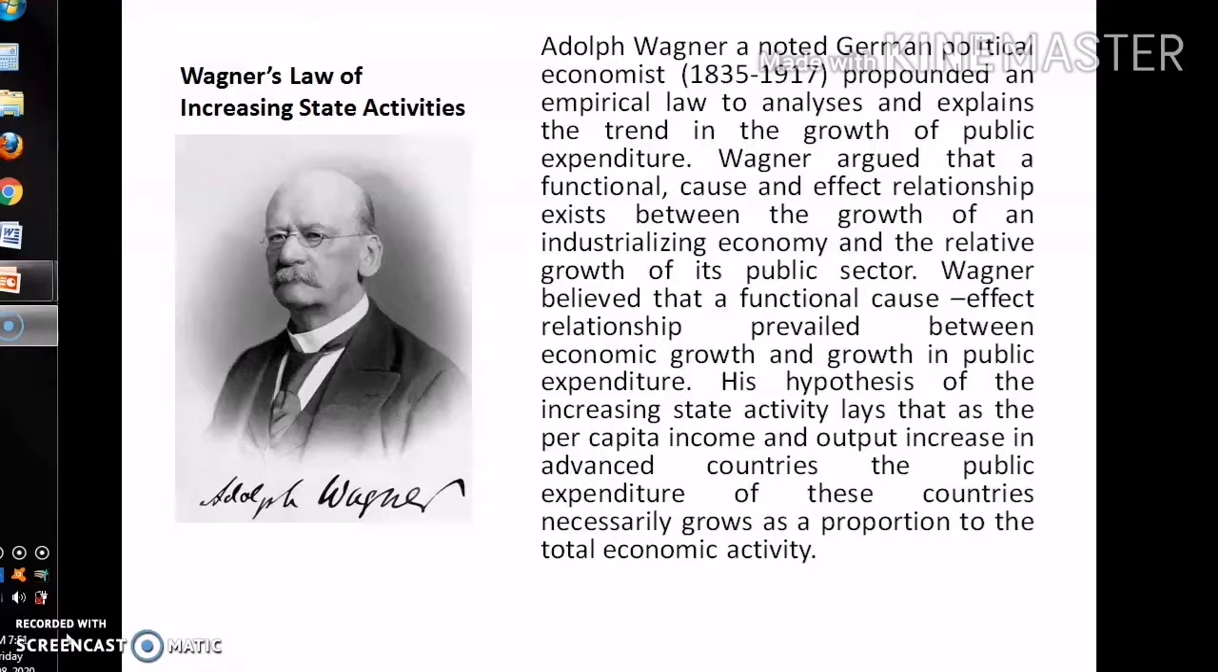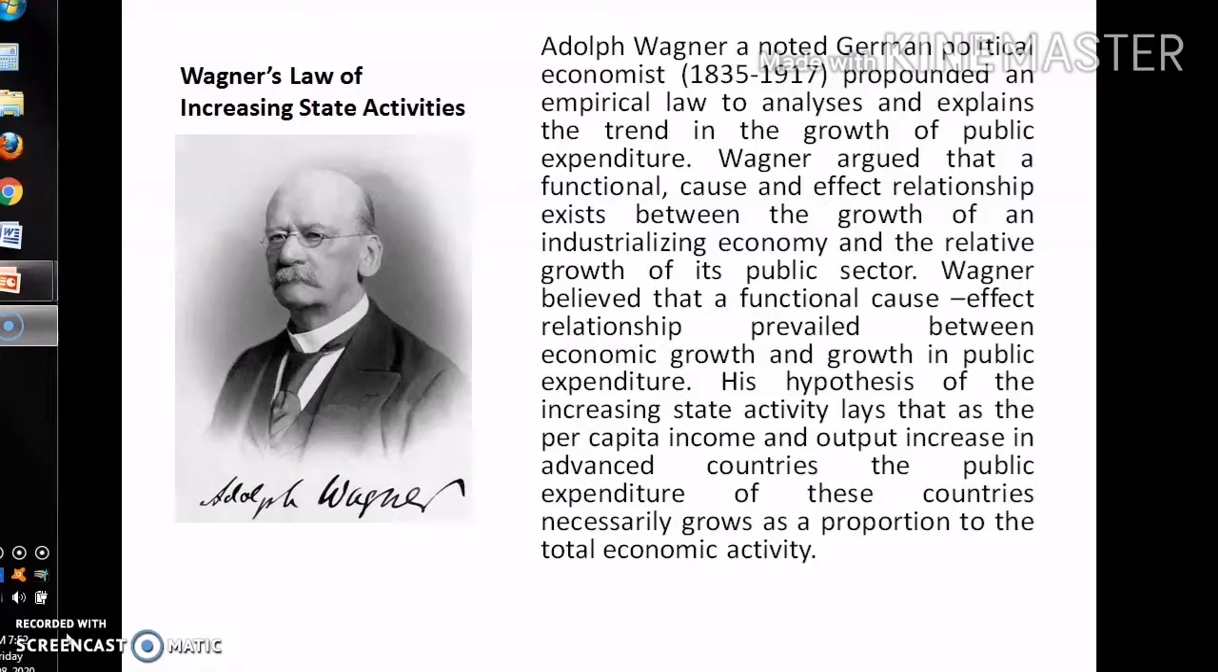Adolf Wagner, a noted German political economist, propounded an empirical law to analyze and explain the trend in the growth of public expenditure. He argued that a functional cause and effect relationship exists between the growth of an industrializing economy and the relative growth of its public sector. Wagner believed that a functional cause-effect relationship prevailed between economic growth and growth in public expenditure.